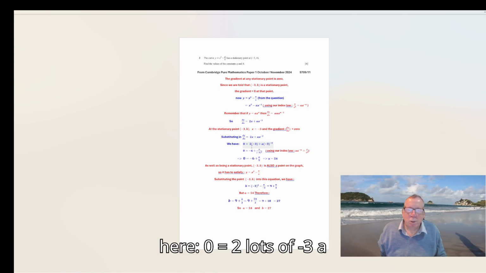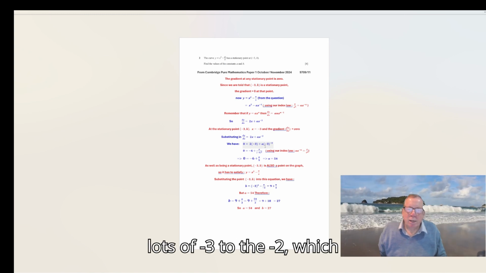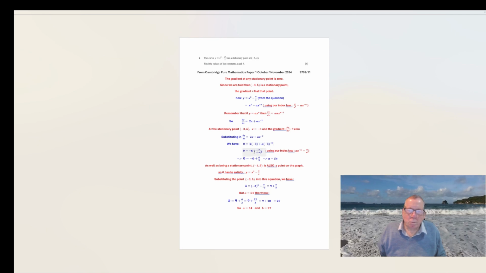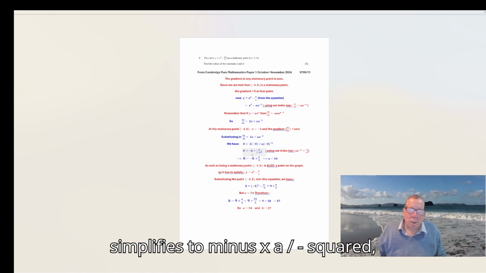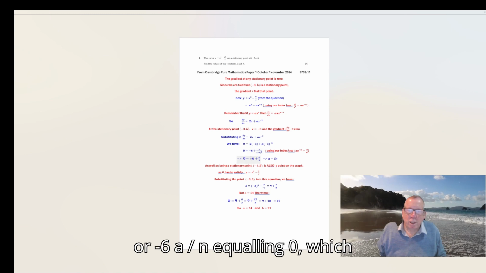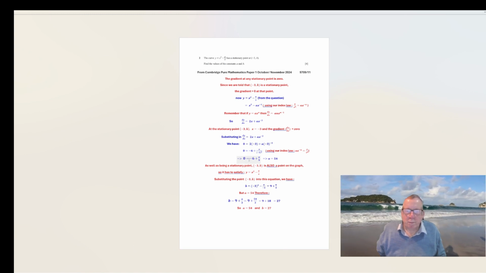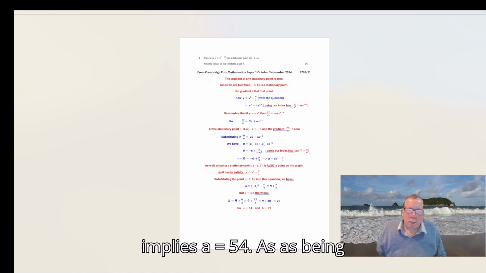0 equals 2 lots of minus 3 plus a lots of minus 3 to the minus 2, which simplifies to minus 6 plus a over minus 3 squared, or minus 6 plus a over 9 equaling 0, which implies a equals 54.